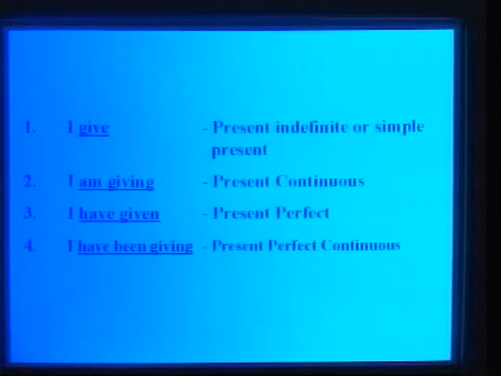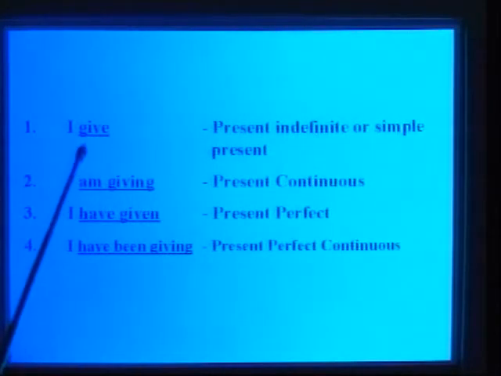Not only the three broad categories of past, present and future, but every tense has four different forms. They are simple form, continuous form, perfect form and perfect continuous form. Let us examine the present tense's four forms. They are the present indefinite tense. This is how we have here, I give. Again in the present continuous, you have I am giving. Third one, present perfect, I have given. And the present perfect continuous, I have been giving.